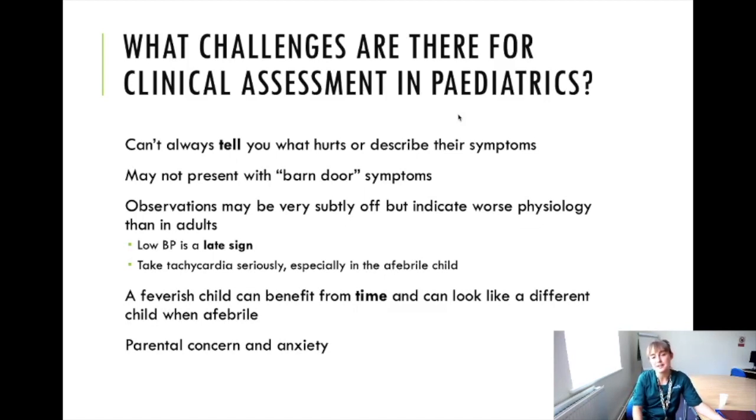Observations can be very subtly off, but can indicate worse physiology than in adults. So remember, hypotension in a child is a very late sign, so you don't really rely on blood pressure much in a child. There are certain times you would use it, but it's your clinical judgment of a shocked child, and not waiting for a low BP to be your reason to act, otherwise it's a bit too late really.